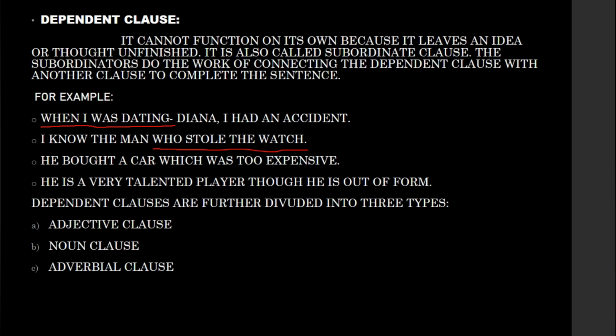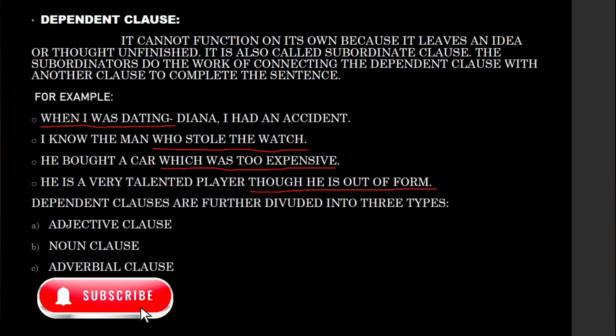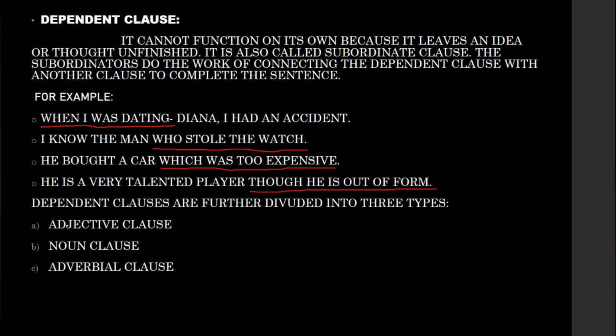The next one is he bought a car which was too expensive. So here, which was too expensive is our dependent clause. The next one is he is a very talented player though he is out of form. So here, though he is out of form is a dependent clause because it does not give us a complete meaning or complete sense in a sentence. So further, we can say the dependent clauses are of three types, as I've told you earlier, that is adjective clause, noun clause, and adverbial clause.